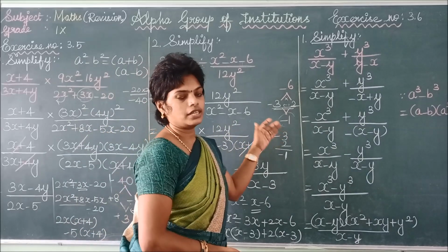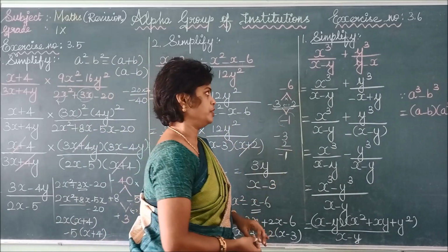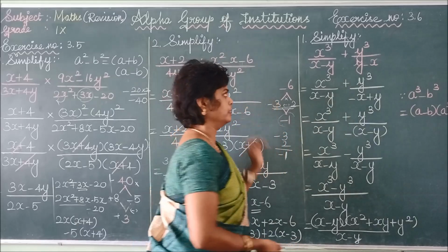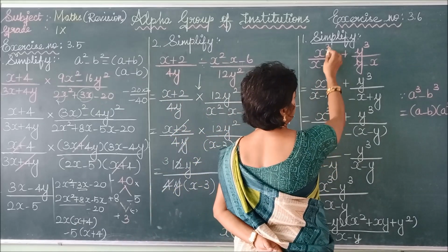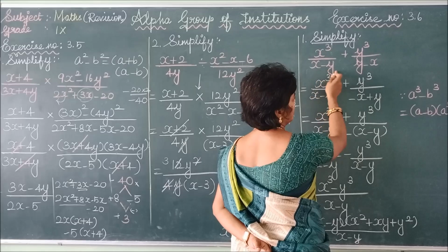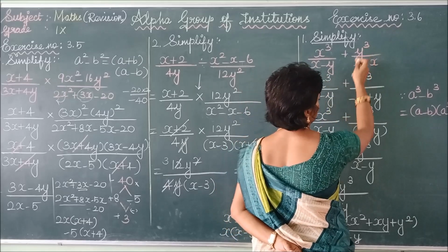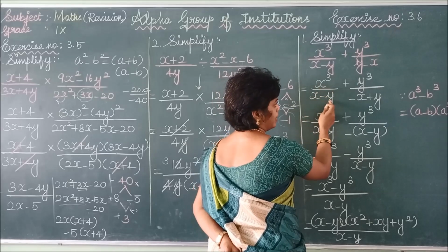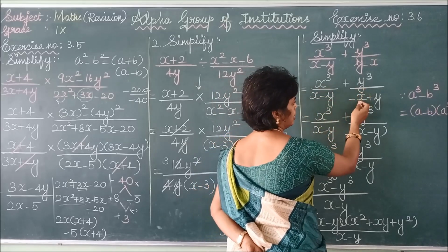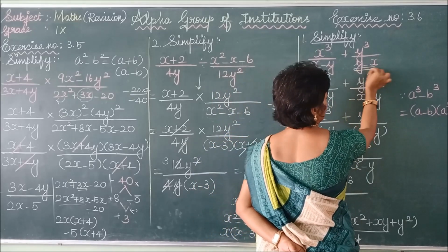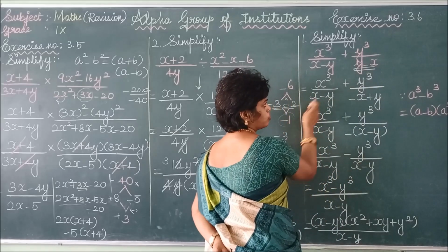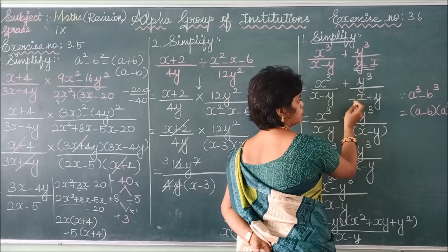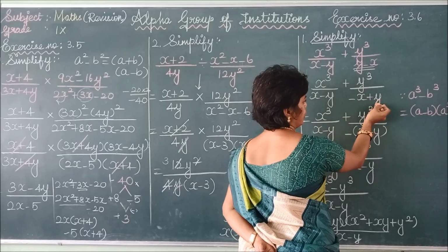That is addition and subtraction of rational expressions. In this problem, both operations will be present. So look here. Simplify x power 3 divided by x minus y, plus y power 3 divided by y minus x. We can interchange and write x in first, so minus x plus y.